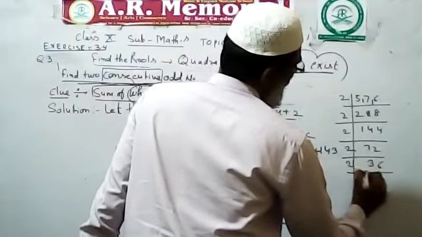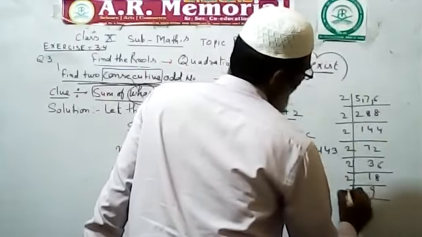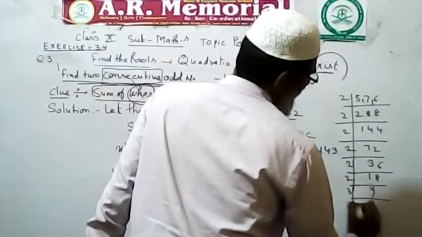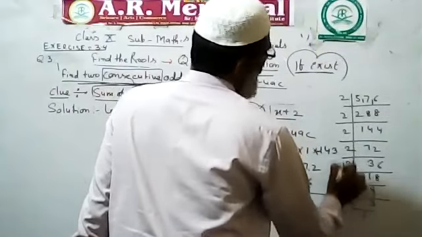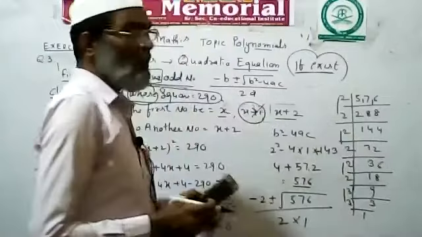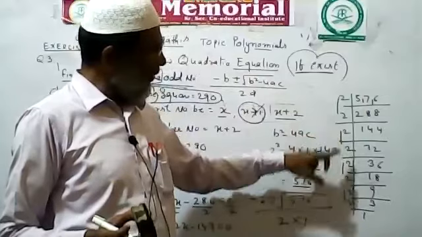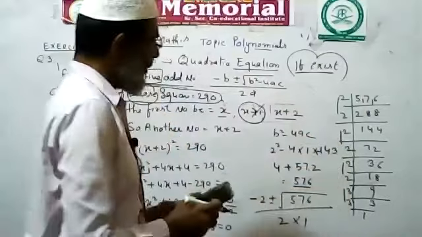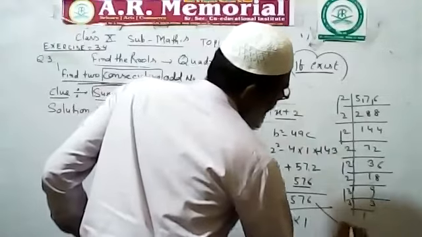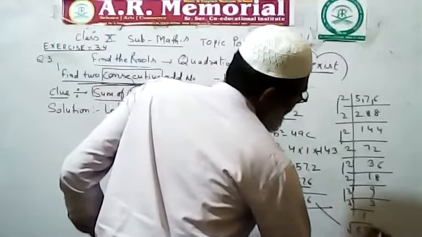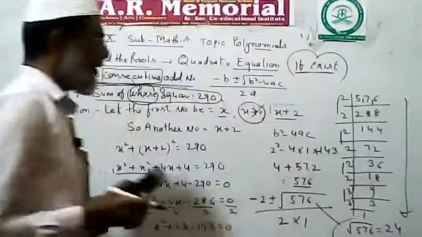Again 2, 18 is there. Again 2, 9 is there. Again 3, 3 is there. 3 is there, 1 is there. Now 1, 2, 3, 4. Take one digit from each pair. 2 into 2 is 4, 4 into 2 is 8, 8 into 3 is 24. So in this place, root 576, you can write 24. This is the way to find out the square root.